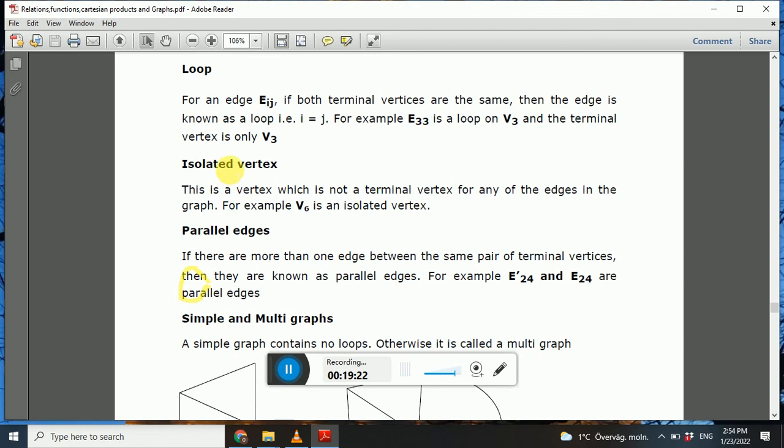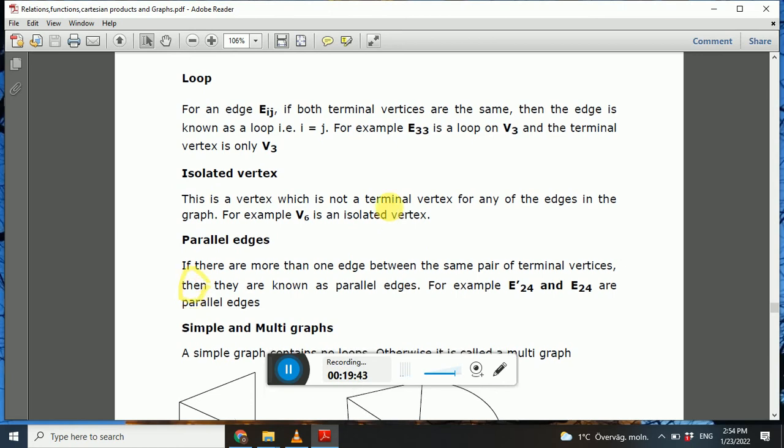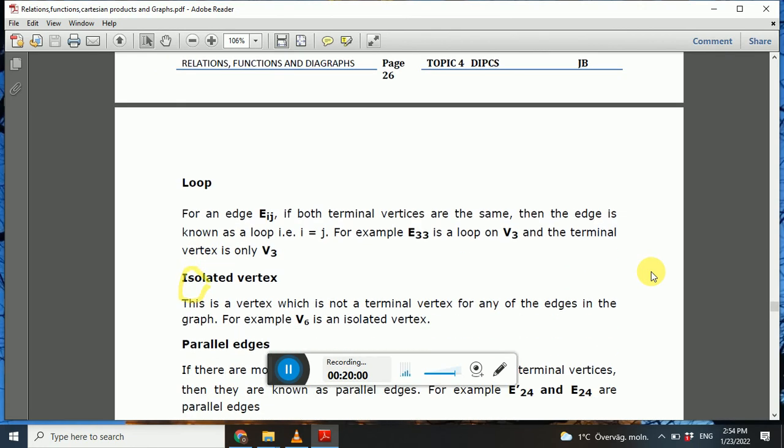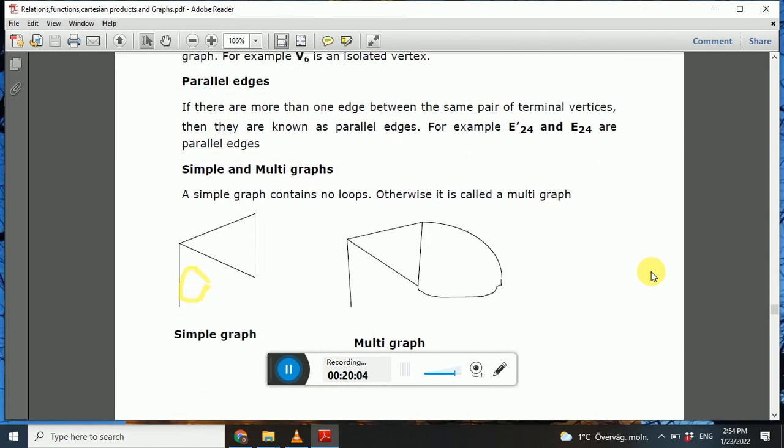Isolated vertex, just like the name, isolated. If someone is isolated, that means they don't have friends, they're not connected to anyone. So the same applies to graphs. An isolated vertex is a vertex which is not connected to any other vertices, meaning there is no edge connecting that vertex to others. Let's see if we have one vertex of that. Yeah, we have it here, V6. V6 is not connected to any vertex here, so there is no edge connecting it to any vertex in this graph. So we say that V6 is isolated.